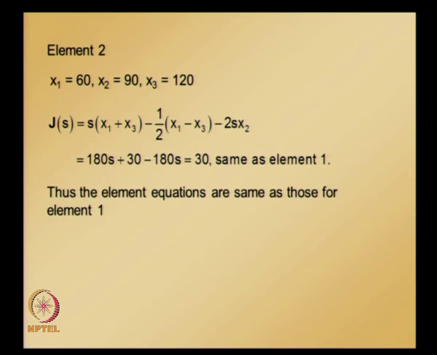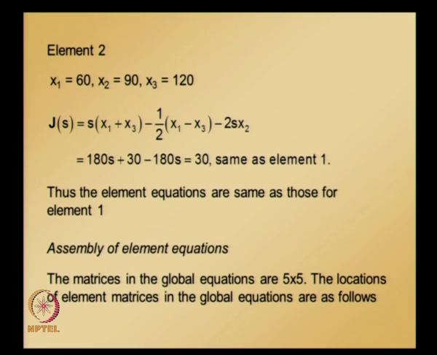So element equations are same as those for element 1. So we do not need to go through the entire numerical integration details for element 2, because all those matrices and vector values are the same. So now let us assemble. So we have element equations for element 1, element equations for element 2. So we can assemble element quantities.